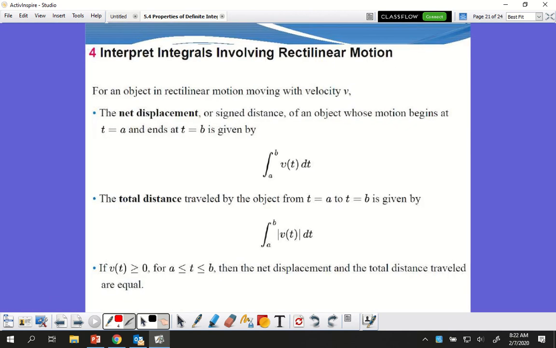Interpreting integrals involving rectilinear motion. Now, it sounds like a bad word, but it's not. Rectilinear motion. What do you think that is? Moving in a straight line, like a bike moving along a straight line. The farthest point?